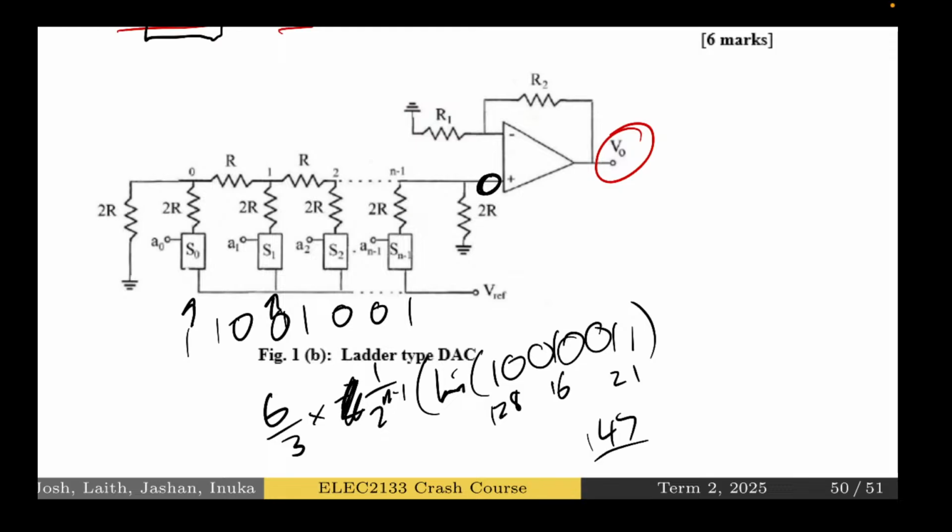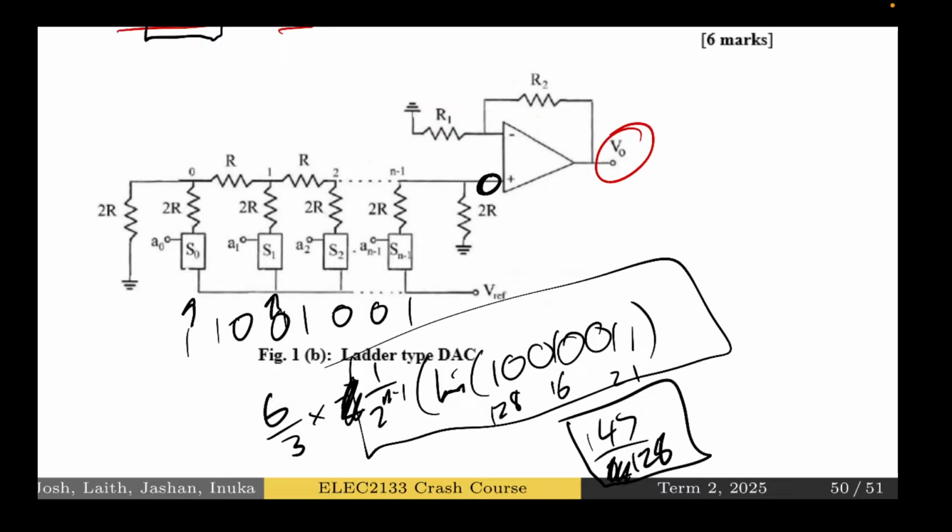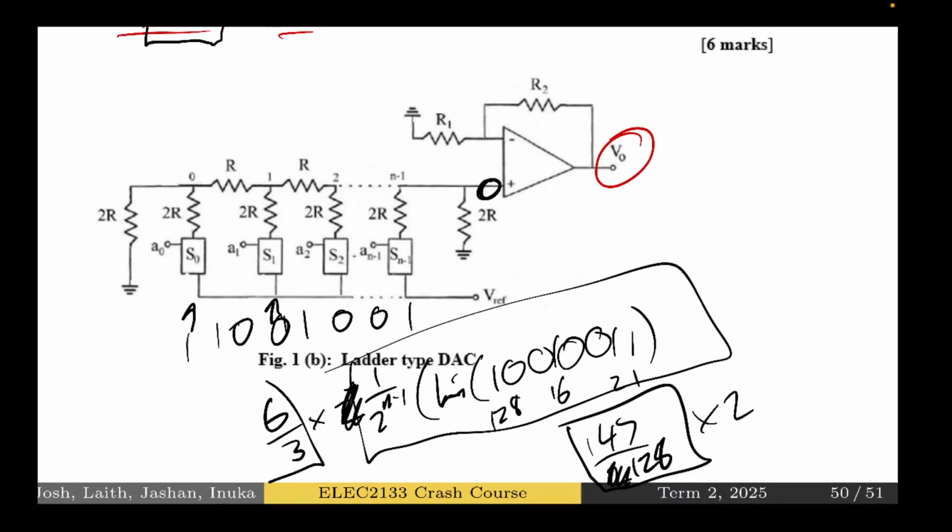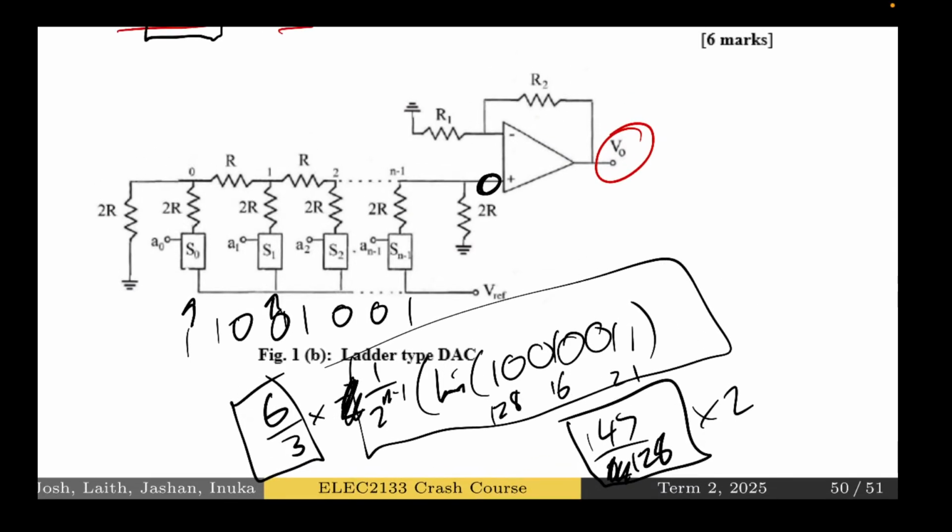147-ish gets divided by 128. All right, and that right there is this whole number. We multiply by 2, and that is going to be V plus. Did we follow that? All right. So, any questions online? I'll just double check. All good. Fantastic.